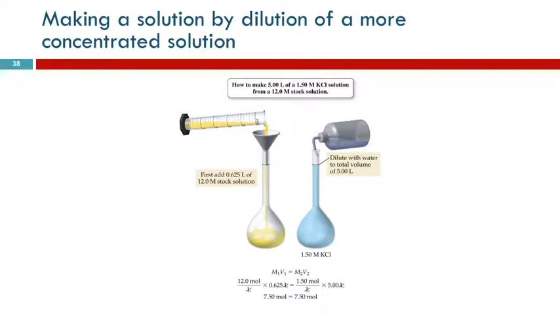All we're doing is adding water. We're changing the volume. So you have to do the calculation, figure out how much you need. So the calculation shows us 0.625 liters of the 12 molar solution. So we're going to put that into a flask, and we're going to add water to a total volume of 5 liters. Here they're adding water to a more concentrated solution, which is what you should not do with acids. This is not an acid, and so nothing bad's going to happen. Any questions?